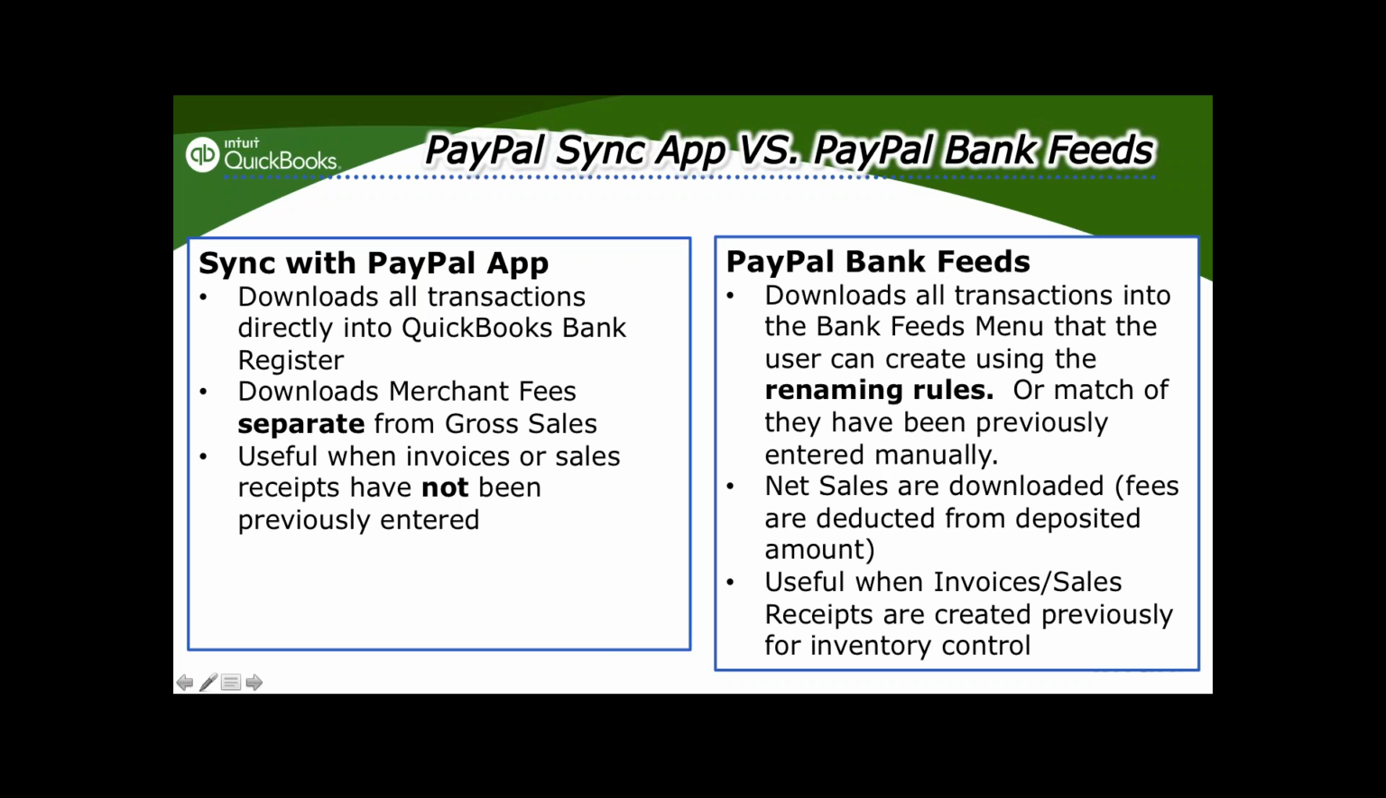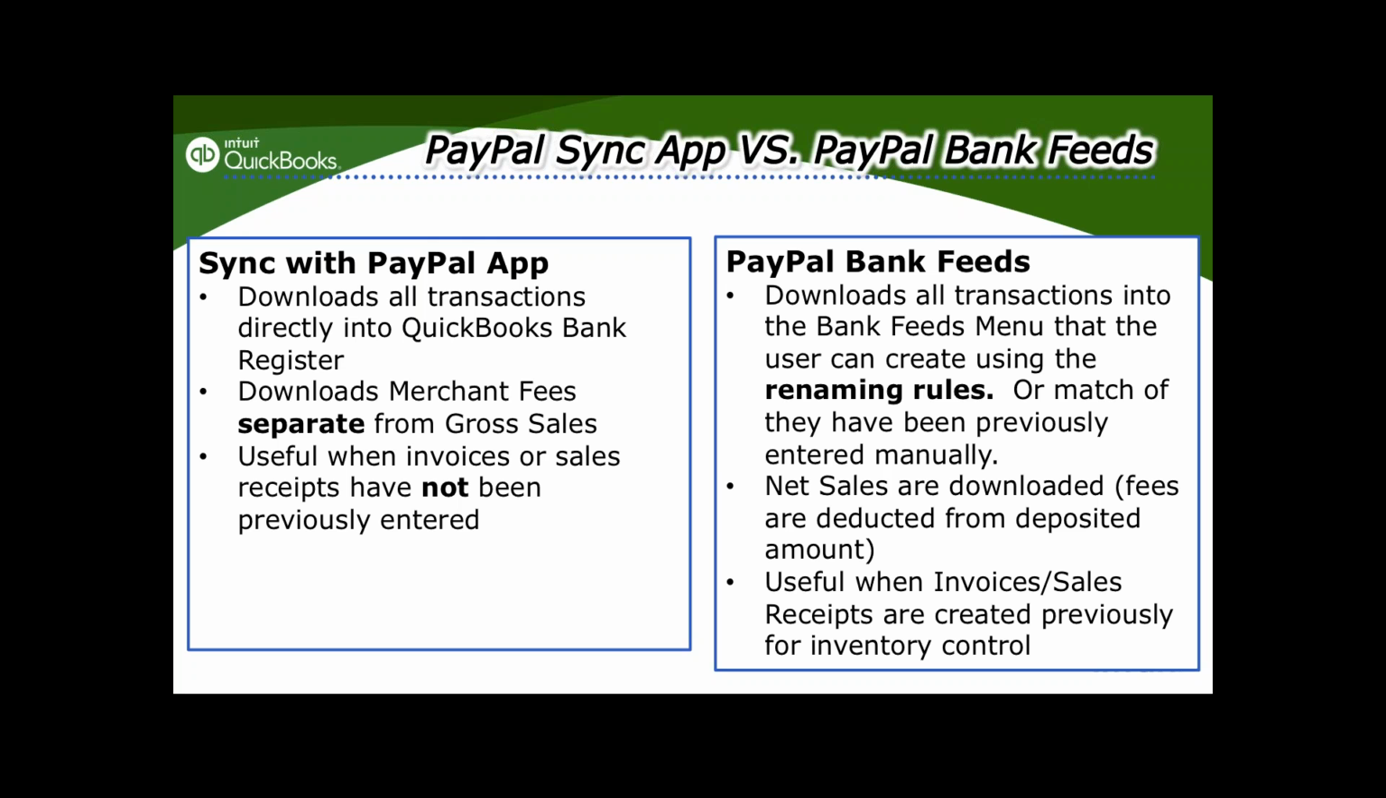You can use the renaming rules to categorize things for you or to match previously created transactions. So if you are creating the invoices in QuickBooks before you're bringing the PayPal download, because you happen to be doing inventory control, or for whatever reason you do the invoice in QuickBooks before you push it in there, then you can use PayPal bank feeds just to match them. And that's when it's useful. The only challenge I have here is that it's downloaded as net sales, so the fees are deducted from the deposited amount, which will require you to put that fee inside of the invoice or the sales receipt, which I'm not sure if that could cause a problem in terms of presenting it to your client later on.